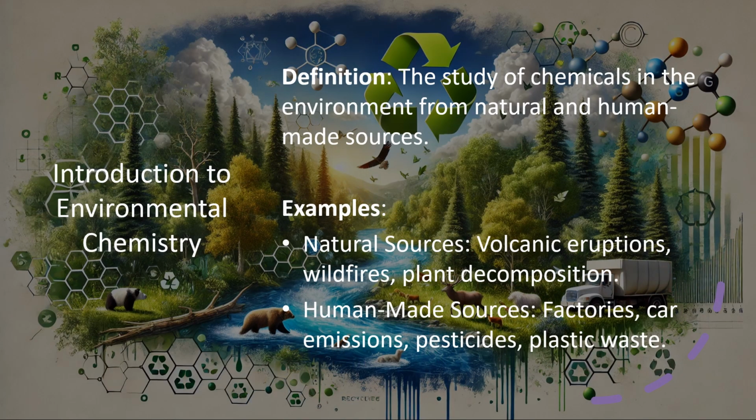Let's start with the basics. What is environmental chemistry? It's the study of chemicals in our environment, where they come from, how they behave, and what they do to living things. These chemicals come from two main sources: natural sources like volcanic eruptions, wildfires, or even the breakdown of plants; human-made sources like factories, car emissions, fertilizers, and, yes, plastic waste. Everything around us is made of chemicals, but when they interact with the environment in harmful ways, they can cause big problems. So, understanding these interactions is key to protecting our planet.